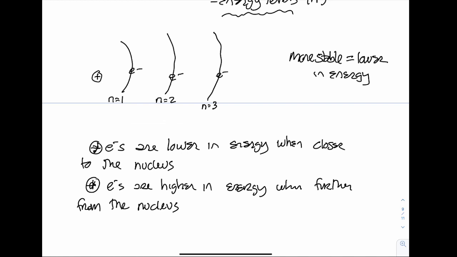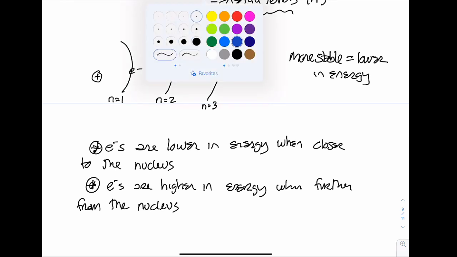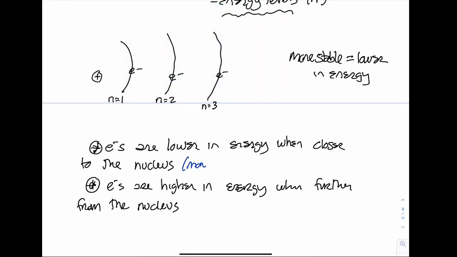So if something's high in energy, it's less stable. If something's low in energy, it's more stable. So more stable, lower in energy. So electrons are lower in energy, right? They're more stable when closer to the nucleus. Electrons are higher in energy. They are less stable when further from the nucleus.